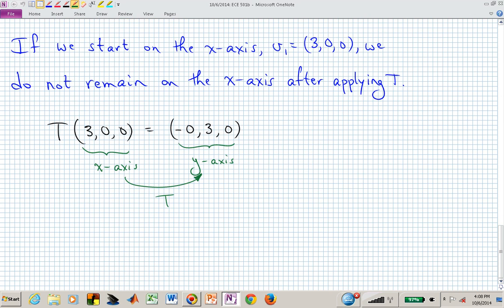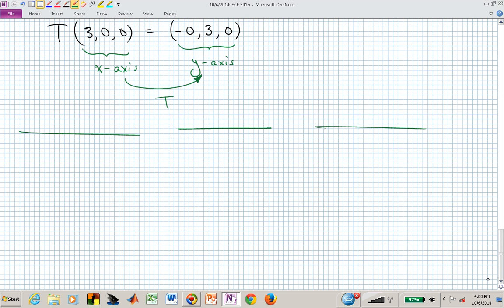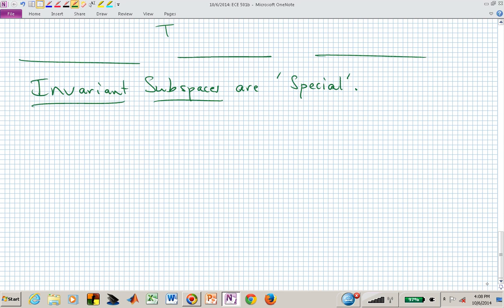Let's now look at this concept of invariant subspaces, or define it, and then move on into some more discussion with maps restricted to particular subspaces. One thing that we should begin with is that these invariant subspaces are pretty special. They don't happen just out of the blue, and they have special properties.